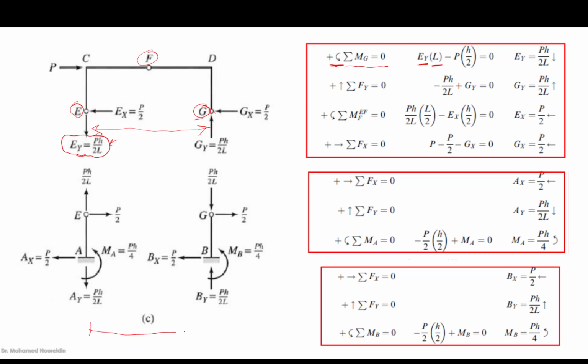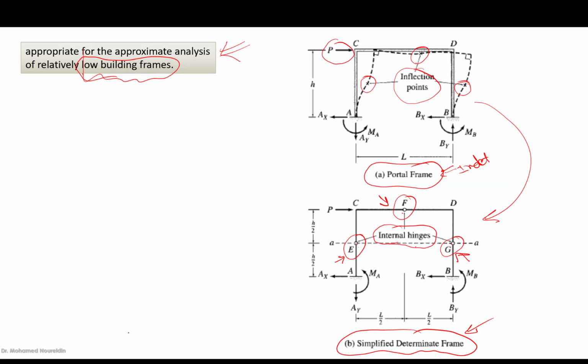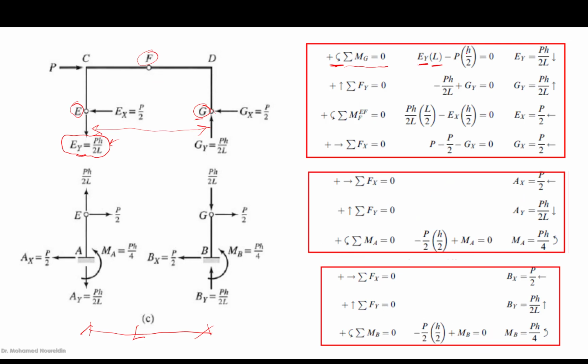L is the distance. If we go back, this is L, the distance. Then minus P times H over 2. This distance is H over 2. So equal to 0. We find that GX, GY and EX have not been included. Why? Because they are passing through the point that we are taking the moment around. So from here you find that it is only one equation in one unknown, which is EY. Then we can obtain EY, which equals PH over 2L.